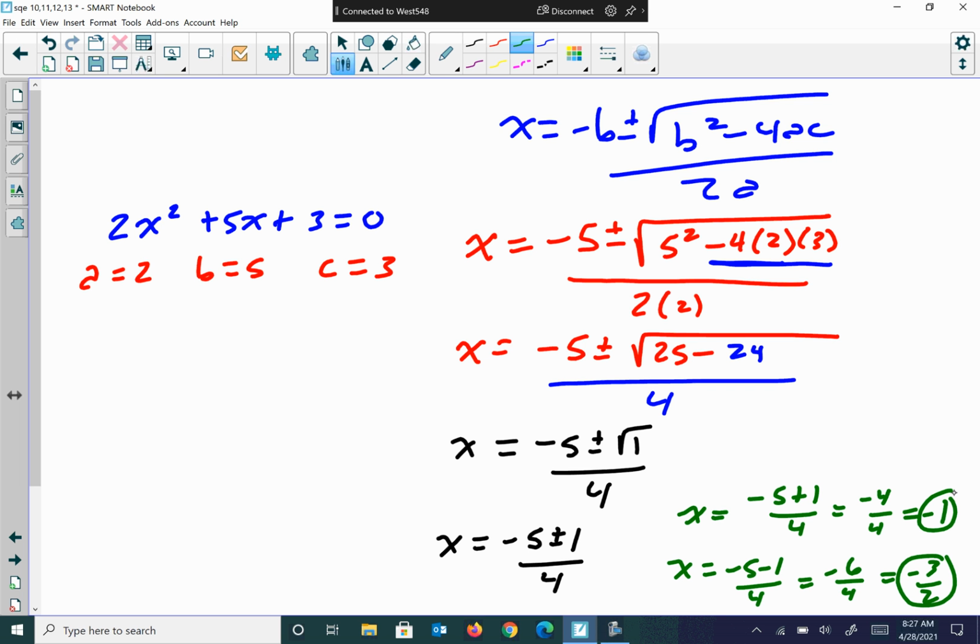So, my friends, if we had graphed our parabola, it's sitting on the x and y axis. It's opening up. The two locations that it will cross the x-axis, the horizontal axis, are at -1, 0 and at -3/2, 0.